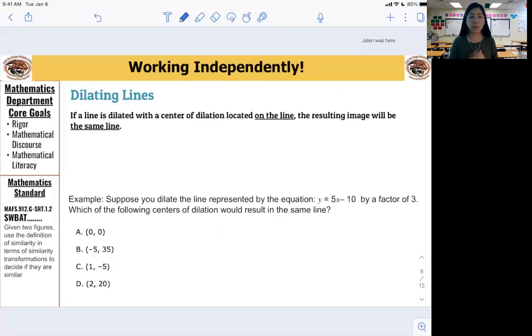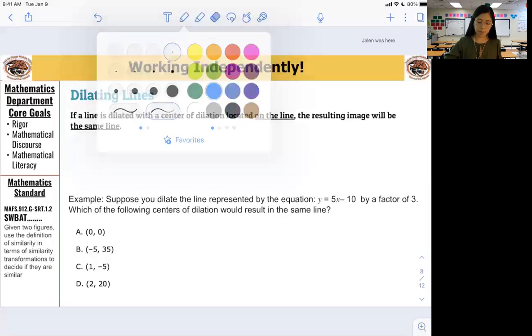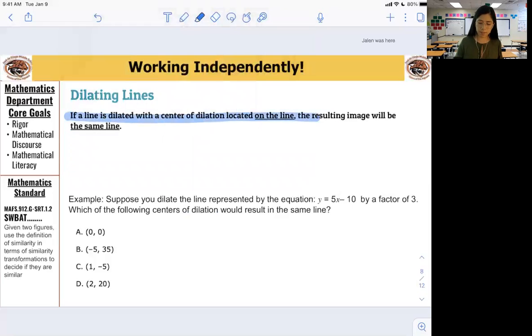So this might be a little bit newer. If a line is dilated with a center of dilation that is located on the line itself, the resulting image will be the same line. I'm going to read that one more time. If a line is dilated with the center of dilation located on the line, the resulting image will be the same line. And let me explain why that is. So first of all, go ahead and write this down because that's going to be important. It does come up on the test, so I just want to make sure we understand.